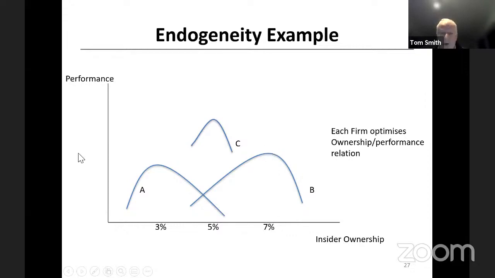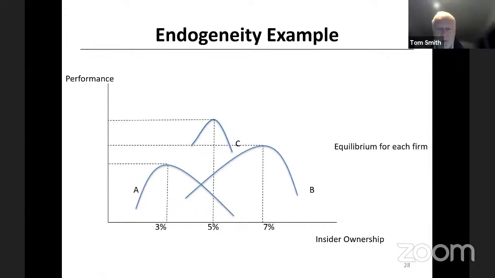Right? There's really no pattern. You need to know what the frontier is for each firm. If you're really doing this right, you fit just a horizontal line. There's no cross-sectional relationship here. You need to know the trade-off for each firm. So you can see here the optimum is 3% for A, 5% for C, and 7% for B. That's the equilibrium for each firm.